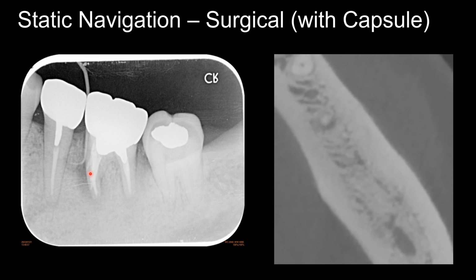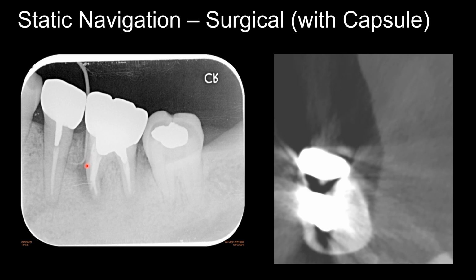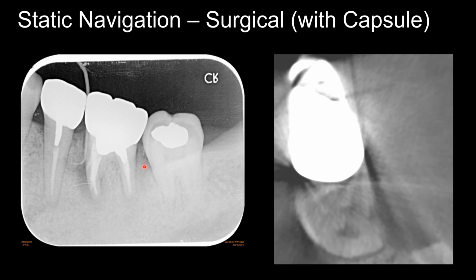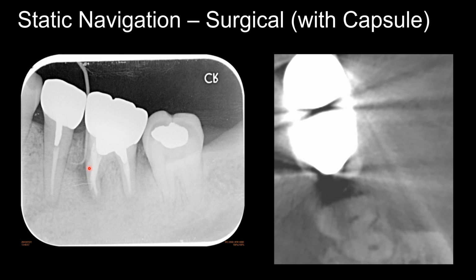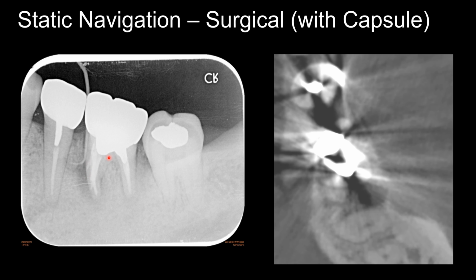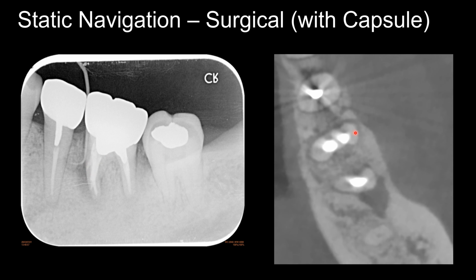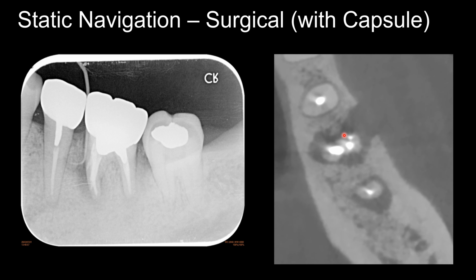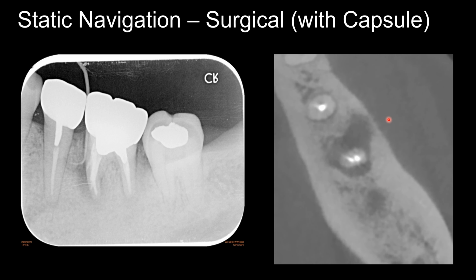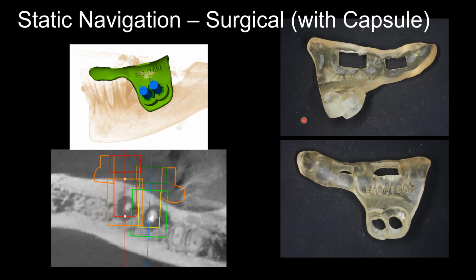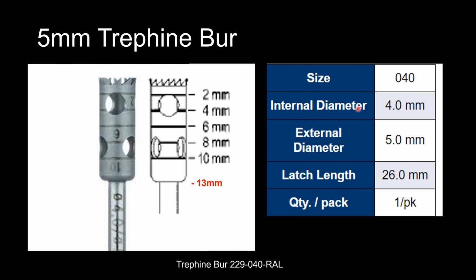But you can see there is some gutta percha here, so we can find a transportation in the mesial buccal root, in the mesial buccal canal, right here. So I still decided to do the apical surgery, and I designed this kind of surgical guide. This is the 3D printed surgical guide. This is the 5mm trephine bur which I used.